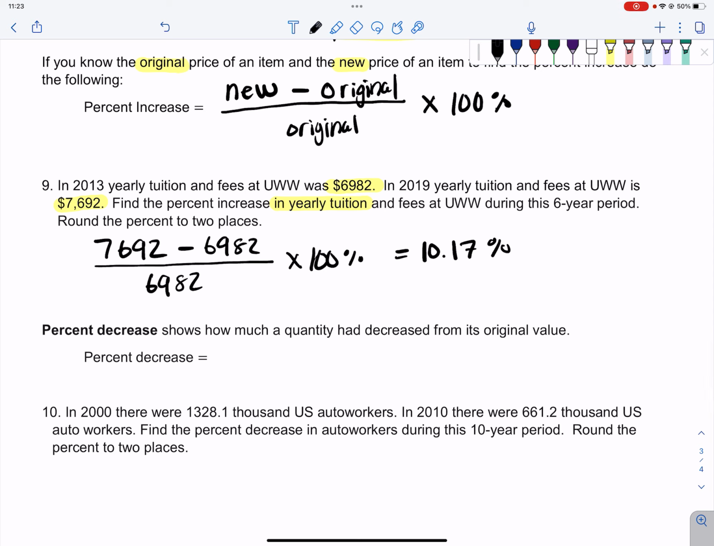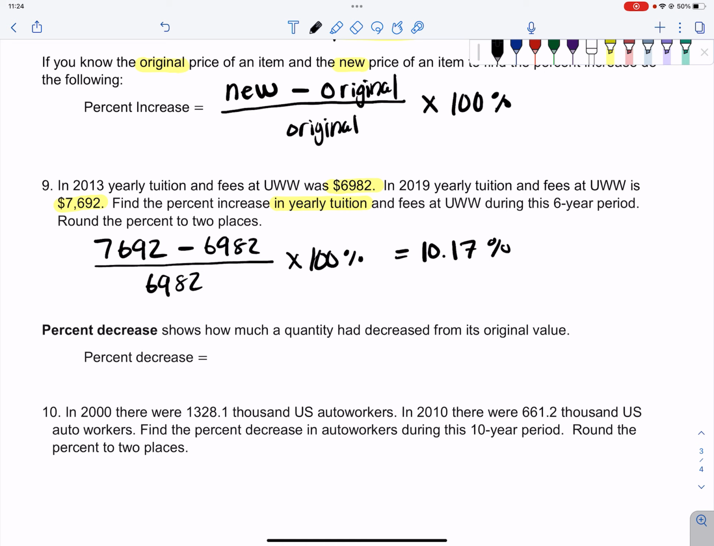Percent decrease is very similar, and honestly, you can just use the same equation as percent increase. However, if it's decreasing, you're going to get a negative sign. And that would mean that when I say that something's decreasing, I wouldn't include that negative. I would just ignore it and say that it's decreasing by this percentage.